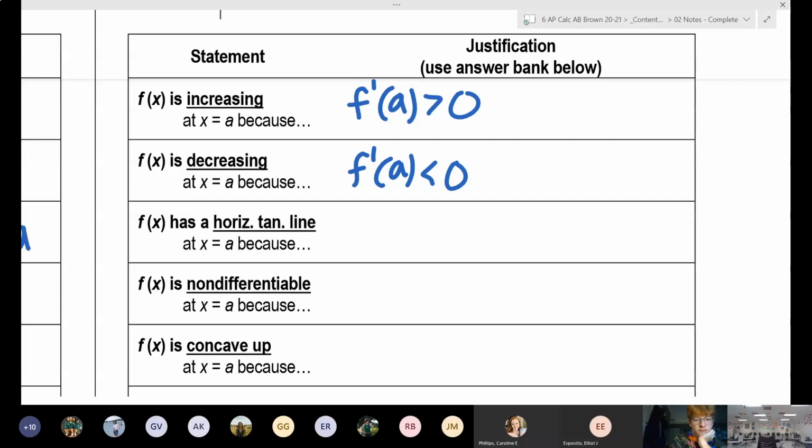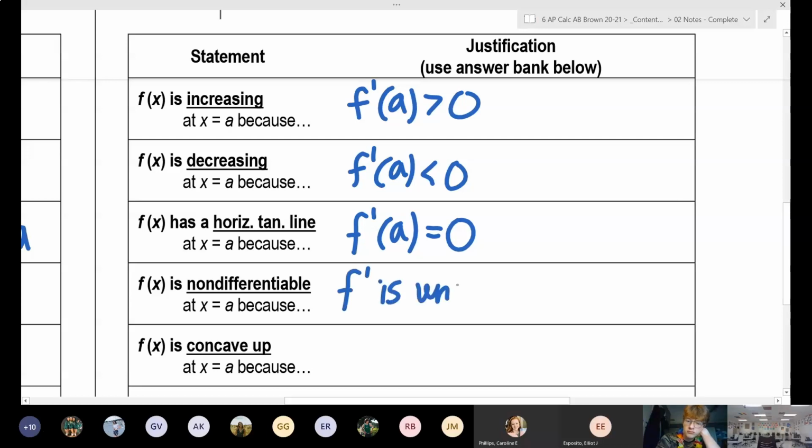Where does f of x have a horizontal tangent line? We know a horizontal tangent line is always going to occur when the derivative is simply equal to 0. F of x is non-differentiable. That word non-differentiable just means there is no derivative. So if you're proving where there is no derivative, you're just looking for where f prime is undefined.